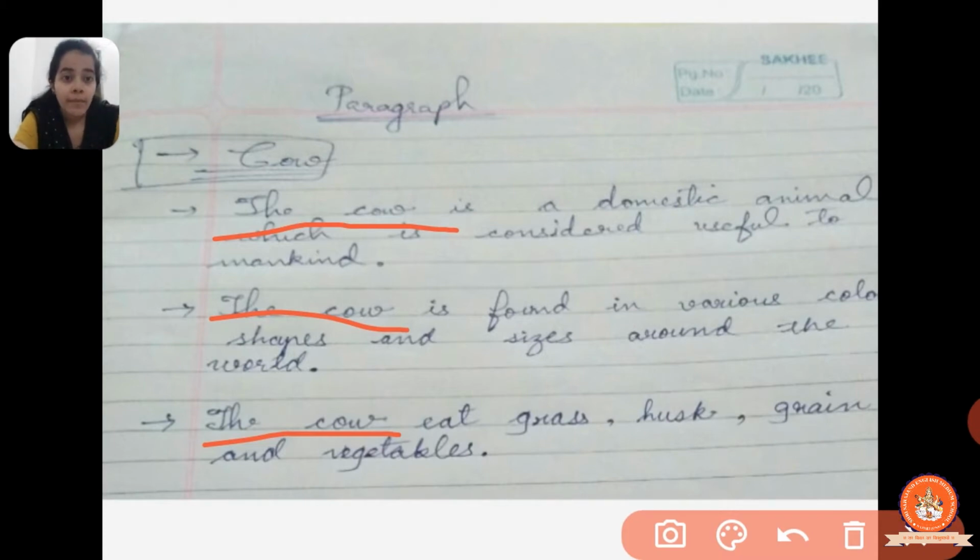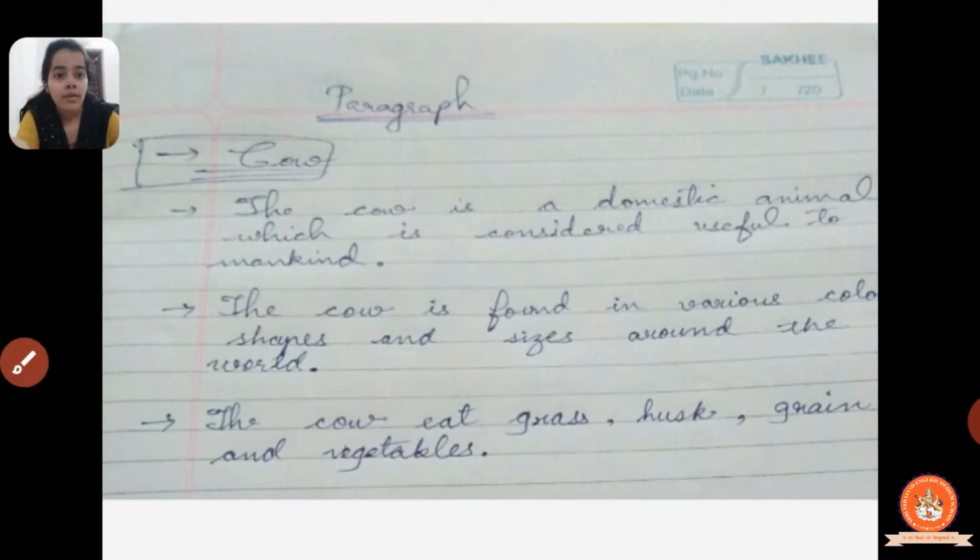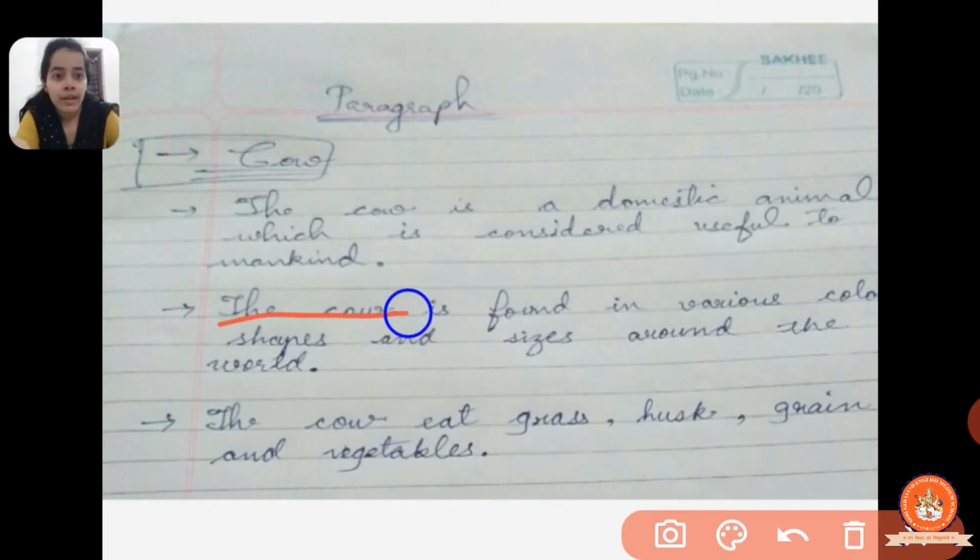If it's a boy, we will use "he"; if it's a girl, we will use "she". That is called a pronoun. We use a word in the place of a noun, and that is called a pronoun. So in place of "the cow", we have to use "it". In both places it will come.